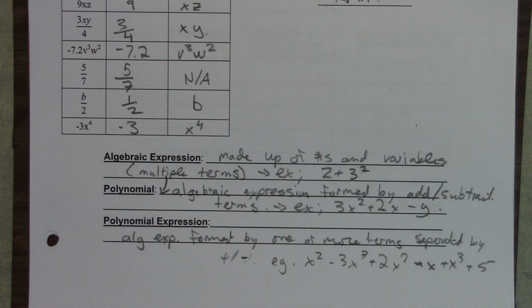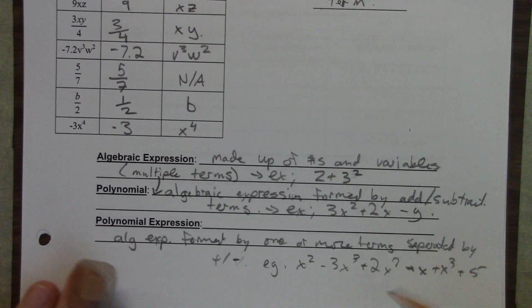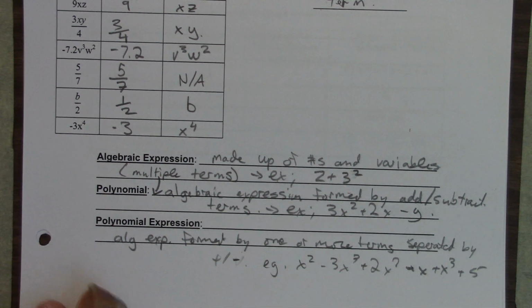So really, there's not much of a difference there, right? Between polynomial and polynomial expression. They're pretty much the same thing, right? Polynomial has multiple terms. Polynomial expression is just an algebraic expression with multiple terms. They're the same thing. Okay, so what's the word that comes after the expression?